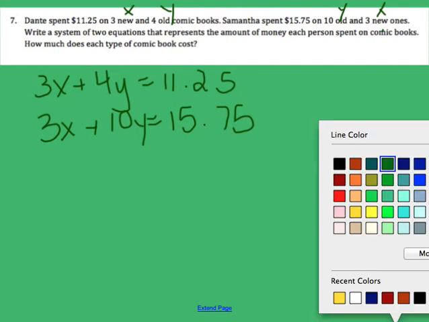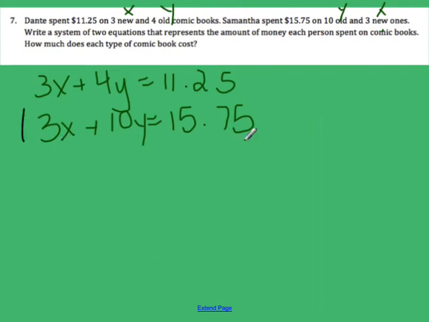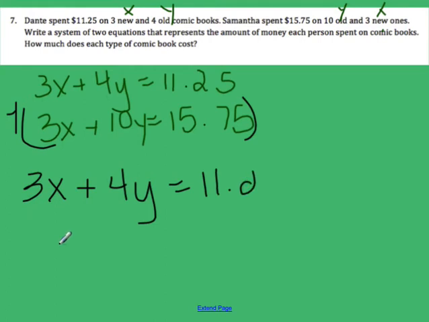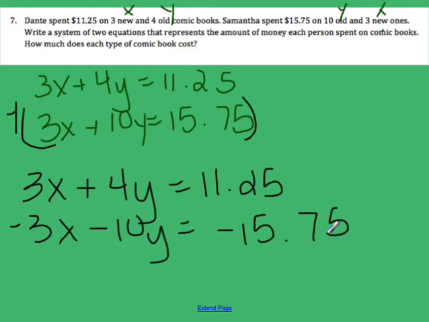So now what we need to do is set this up for elimination. So we're going to multiply one of these by a negative. So when we do that, we end up with 3X plus 4Y is equal to 11.25. Negative 3X minus 10Y is equal to negative 15.75. What I would like you guys to do is solve this one on your own. When you label X, you're going to want to put the dollar sign and say new comics. When you label Y, put the dollar sign and say old comics.